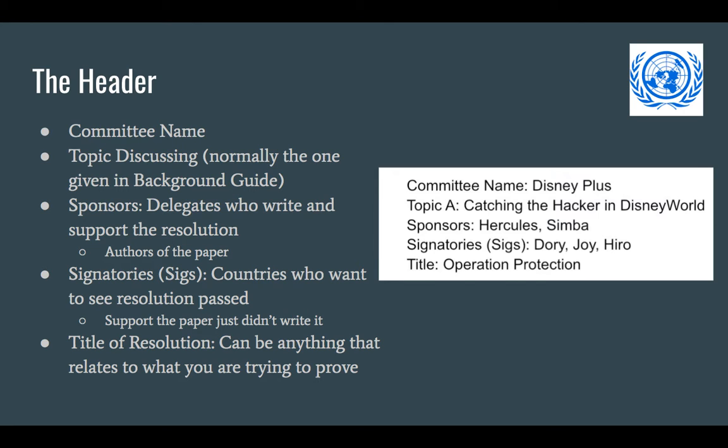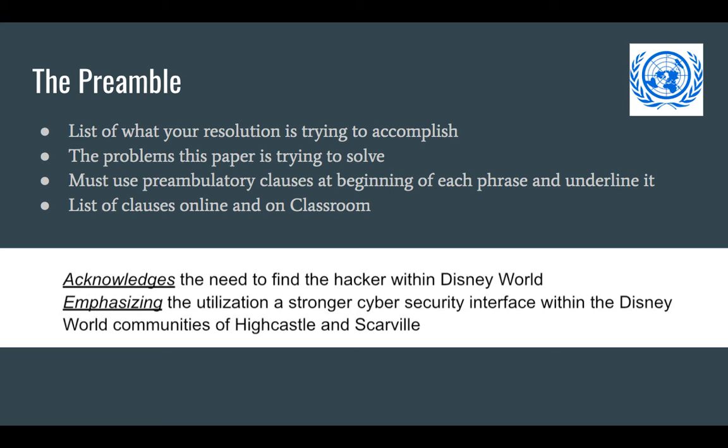So after your header, you have the preamble, which is just kind of what your resolution is trying to accomplish. It's the problems that the paper is trying to solve. So we must use preambulatory clauses at the beginning of each phrase and underline it. So a preambulatory clause is kind of an action word that allows the reader and the delegates to understand the intent of this.